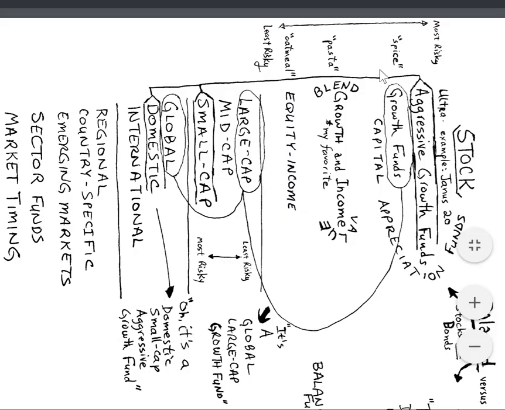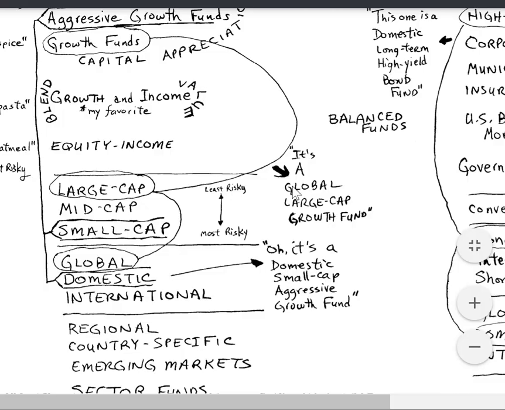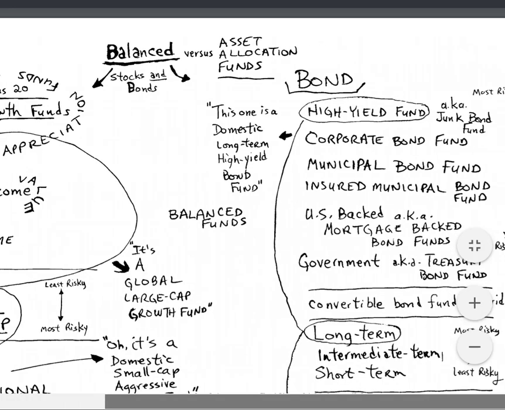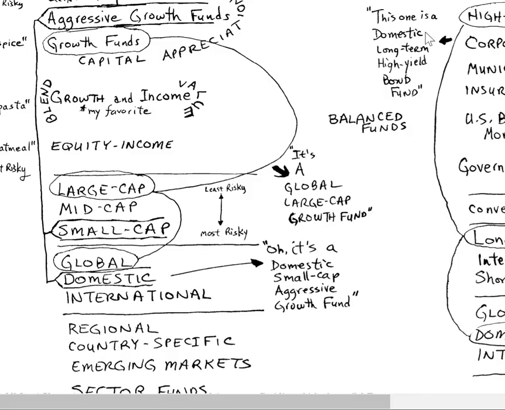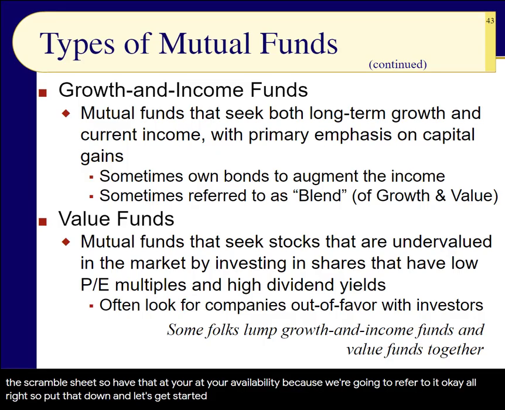It's meant to be printed for the online students. In the face-to-face class, we actually build it on the whiteboard in front of the class. And then when I started teaching online, I said, well, maybe we need a copy of it, and I really should redo it. But it's a bit of a scramble, and that's why we call it the scramble sheet. So have that at your availability because we're going to refer to it. Okay, all right. So let's put that down and let's get started.